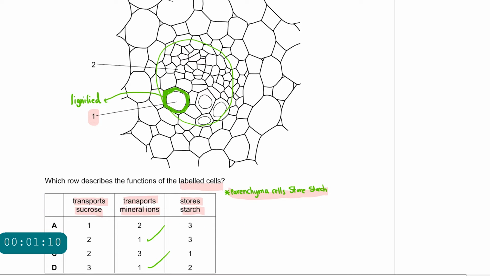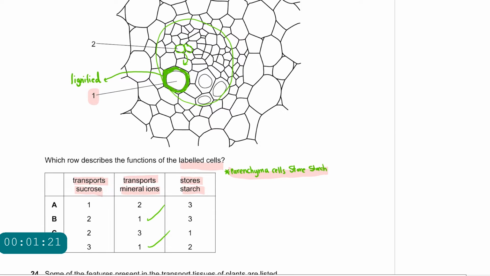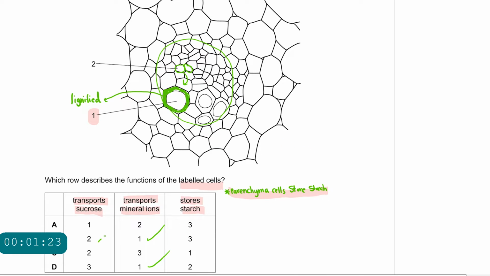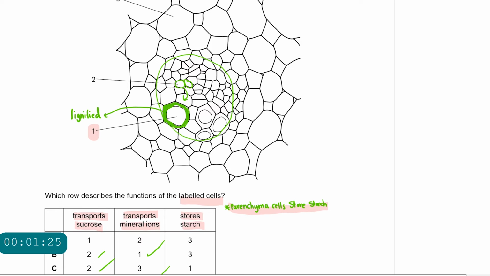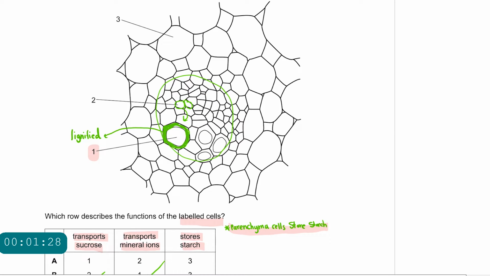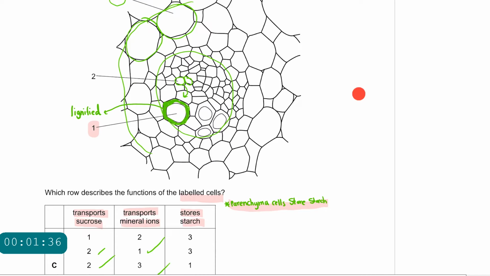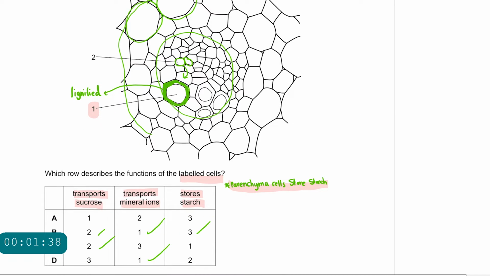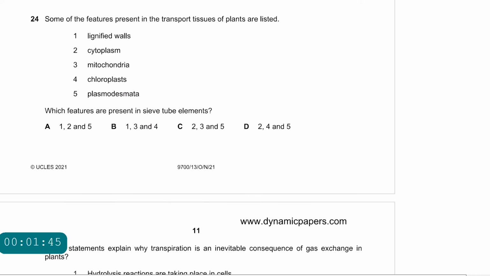Second of all, for label 2, it's definitely going to be a phloem sieve tube element, because you can see it's way smaller than the lignified xylem vessel elements. So it's going to be 2. For store starch, parenchyma cells are always on the outside and they look way larger than the rest. So 3 is definitely going to be parenchyma cell. So the answer is going to be B.